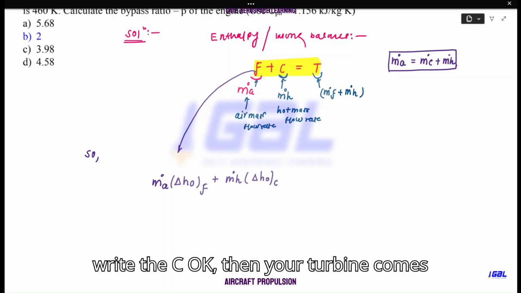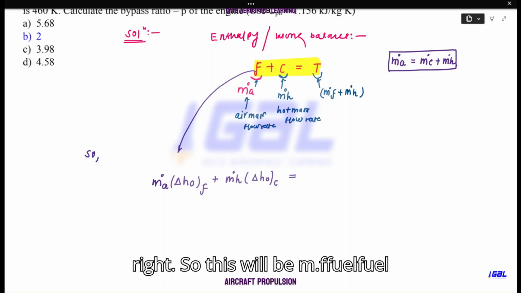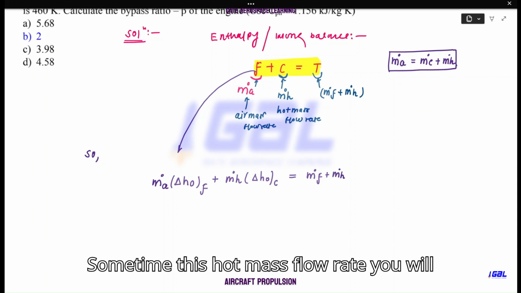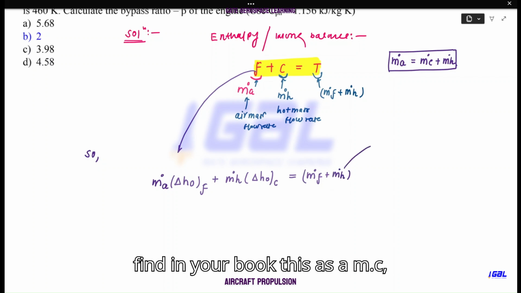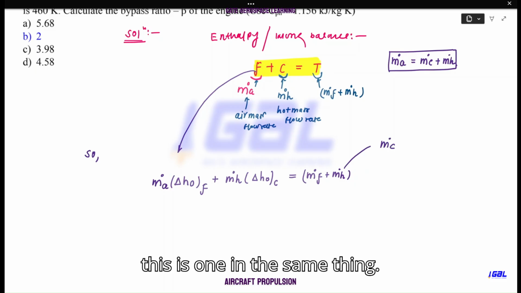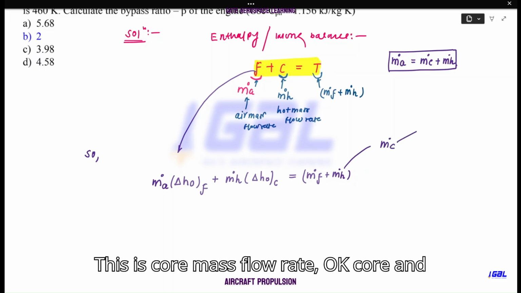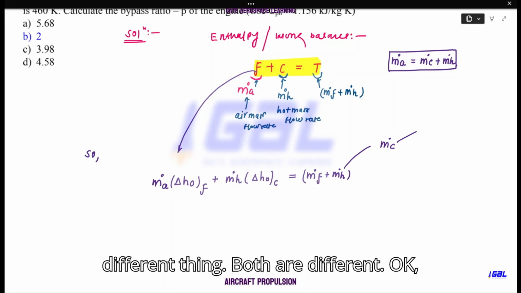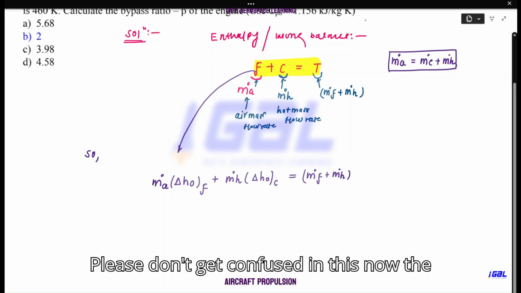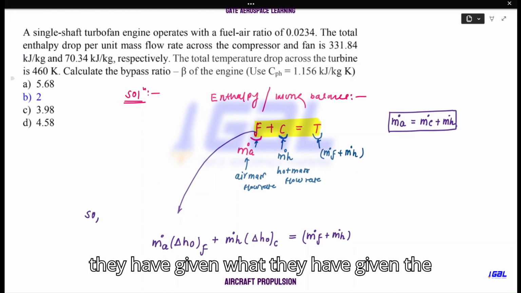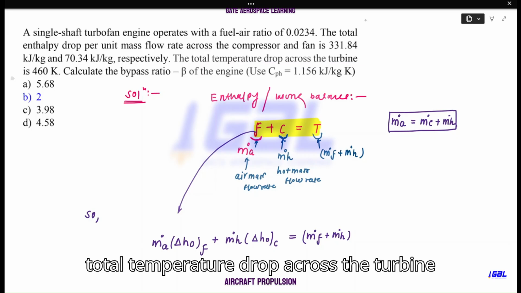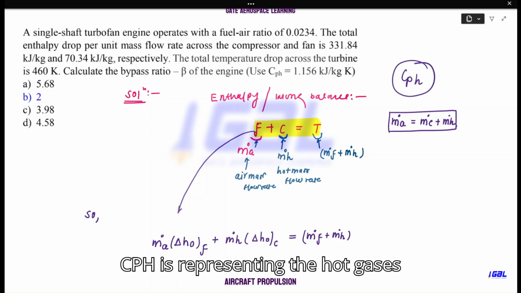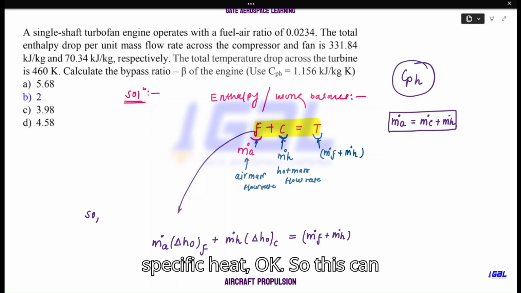Okay, then your turbine comes, right? So this will be m dot f, fuel mass flow rate, plus hot mass flow rate. Sometimes this hot mass flow rate you will find in your book as m dot c. This is one and the same thing. This is core mass flow rate. Core and cold mass flow rate are different things, both are different. Please don't get confused in this. Now they have given the total temperature drop across the turbine and the cp value for the hot gases. So this cph represents the hot gases specific heat.